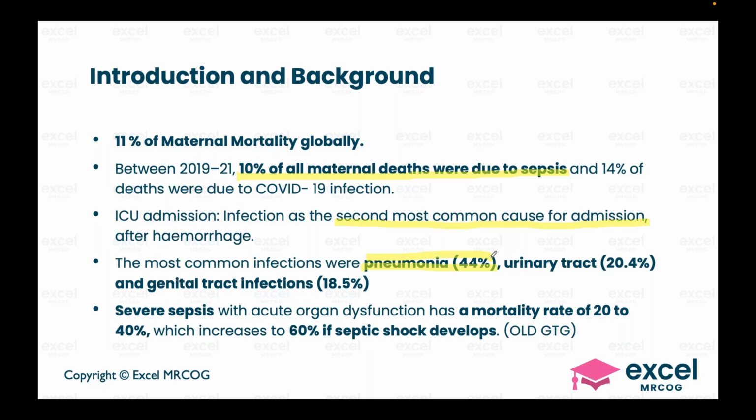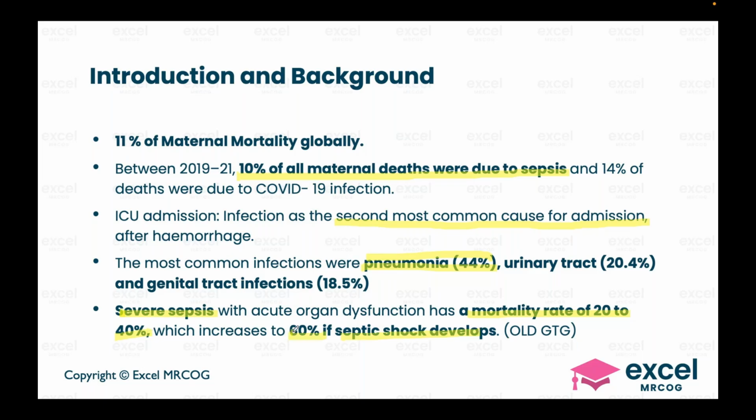Now, the last sentence I've included from the older guideline because this is a common question and it may still be asked. It is not mentioned in the new guideline. So, severe sepsis has a mortality rate of 20 to 40%, while septic shock has a mortality of 60%.